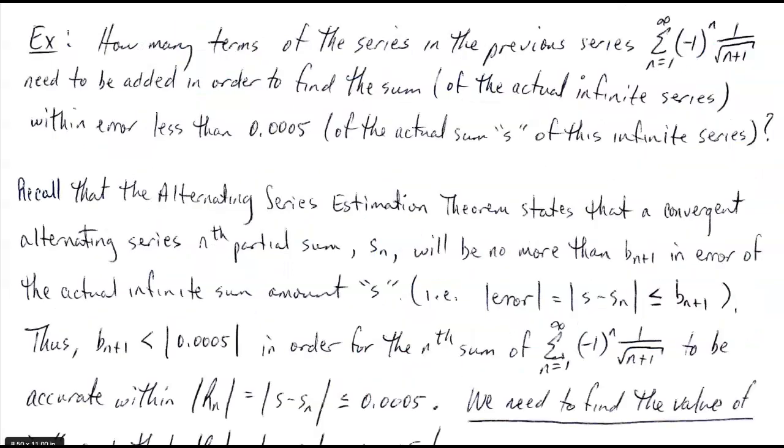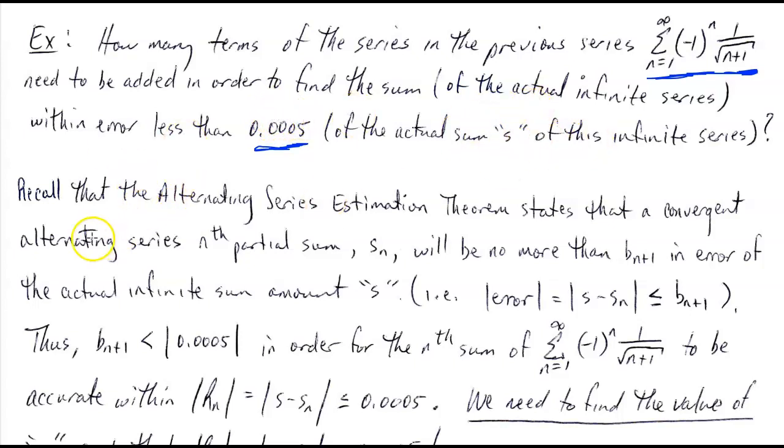All right, so as our third example, we're going to look at this particular series that we looked at in our first full example again. And what we want to do now is determine how many terms of this particular series need to be added in order to find the sum of the actual infinite series within an error of 0.0005, okay?